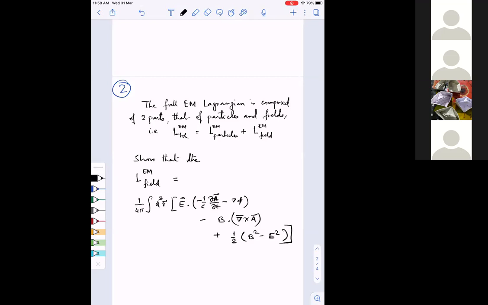No. From the Lagrangian, you get the equation of motion. Yeah, we can also go in reverse. No, that's not the way to do it.